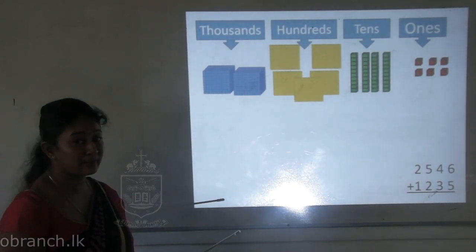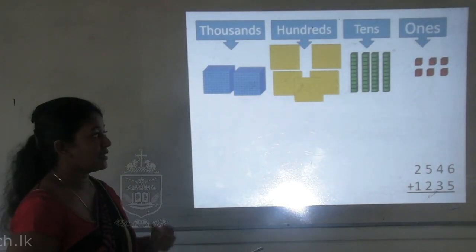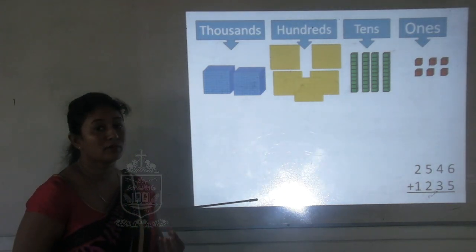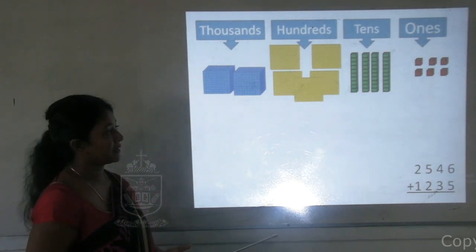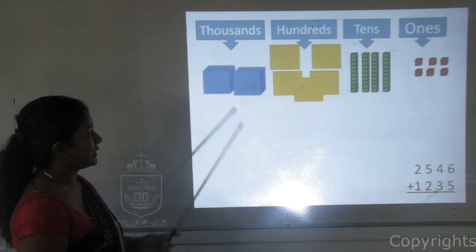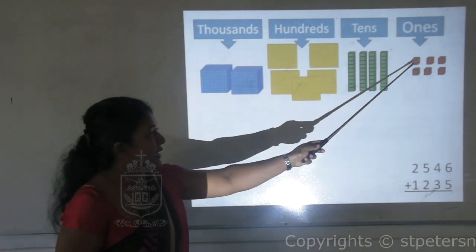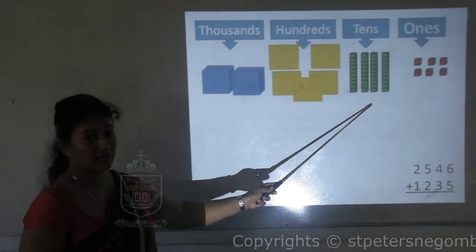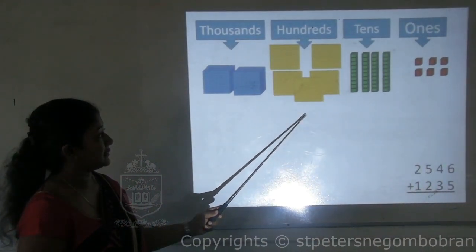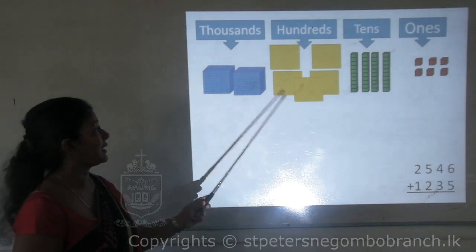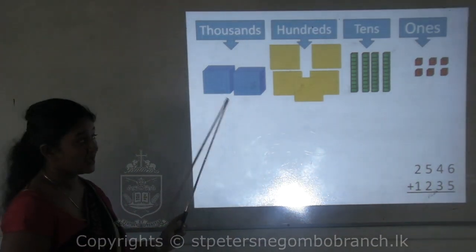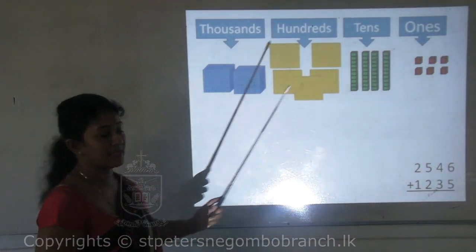Right, now I am not going to place the digits. By using blocks, I'm going to show this number. So, we can show it this way. In this number, there are 6 ones, there are 4 tens, there are 5 hundreds, and there are 2 thousands. Shall we read this number? Yes.